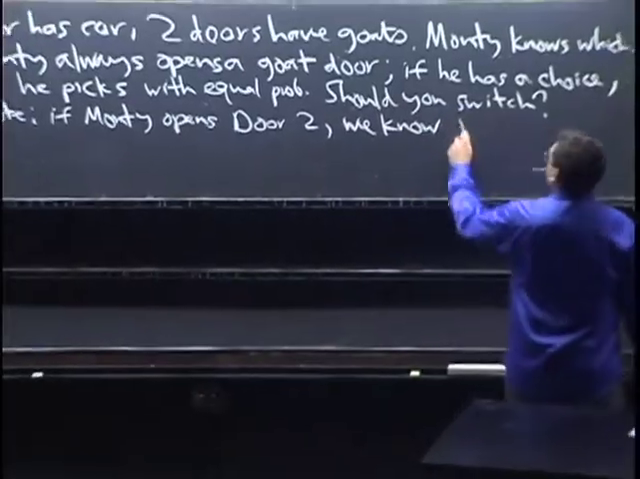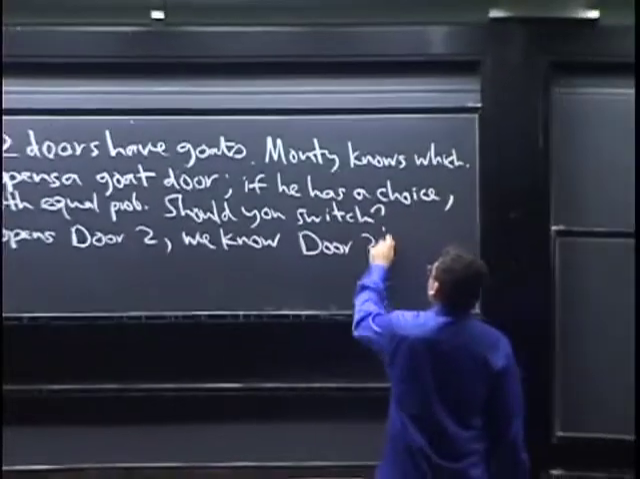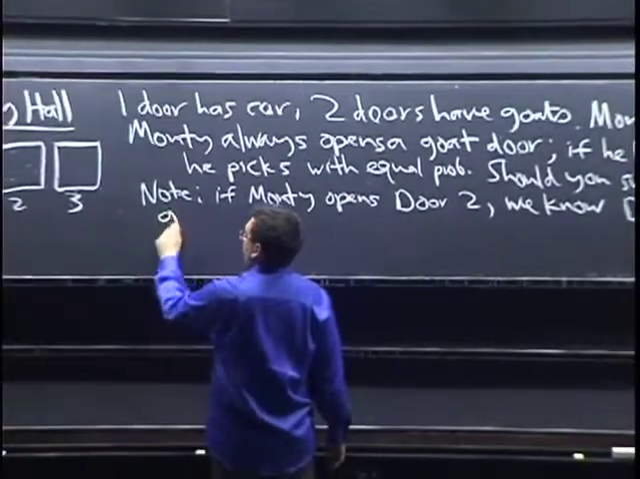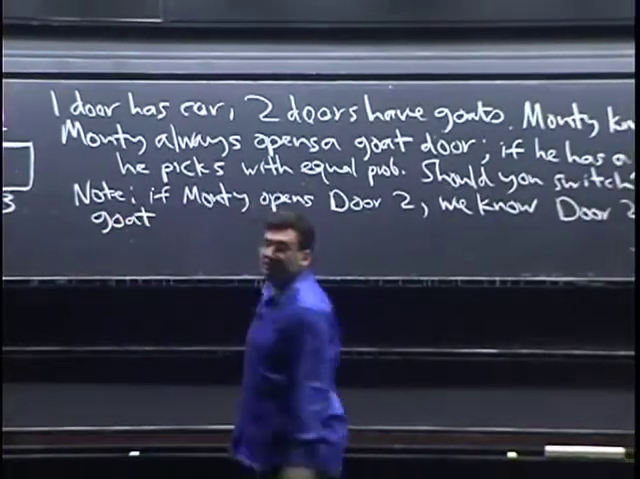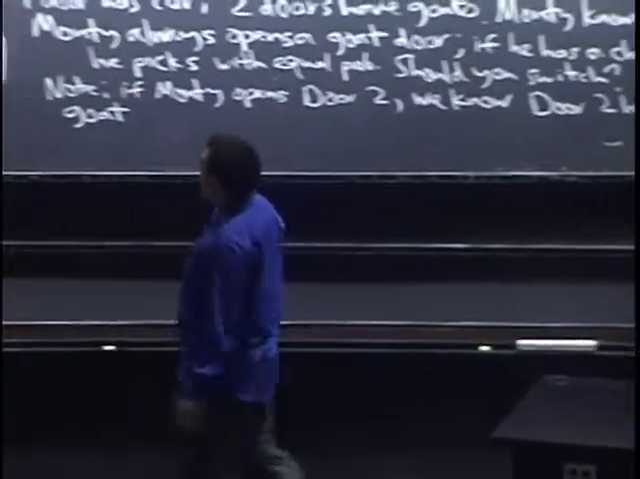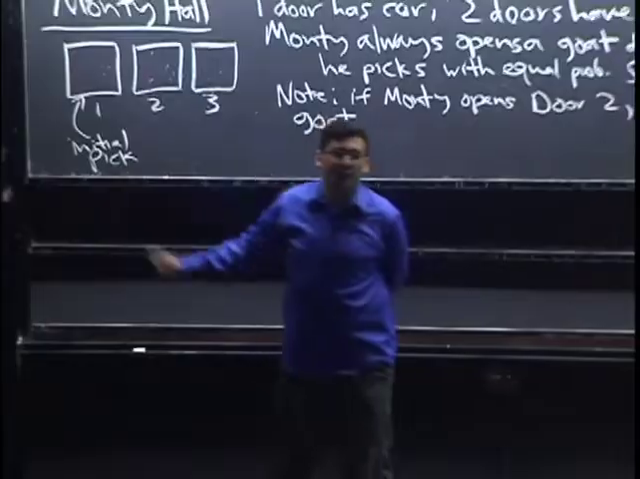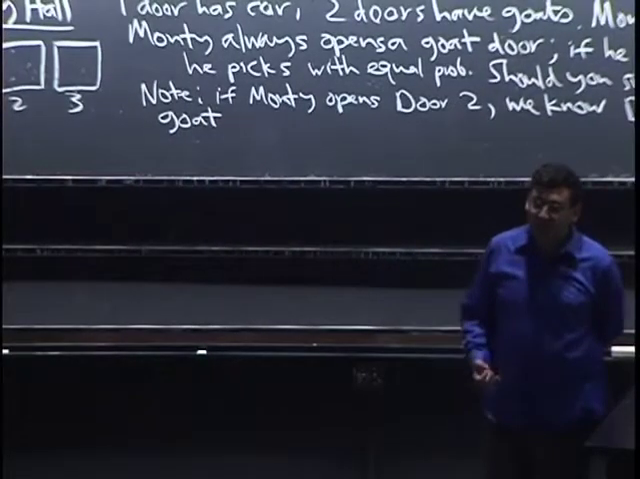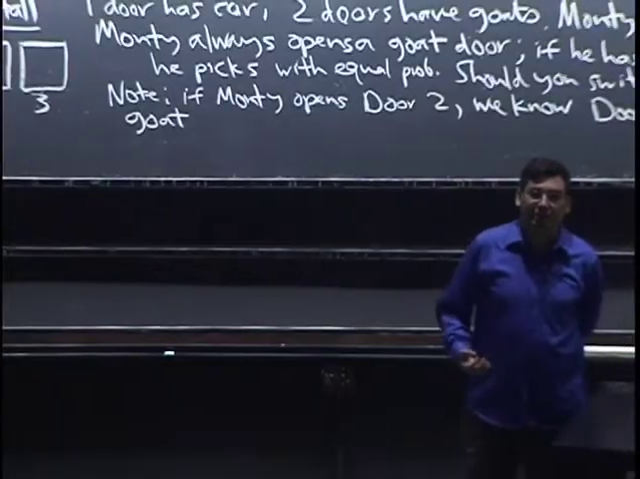So we know door 2 has a goat, but a key thing with conditioning is we want to condition on all the evidence, okay? The evidence is not just that door 2 has a goat. We need to condition on all the evidence. There's one more key piece of information there. That's the fact that Monty Hall opened door 2.